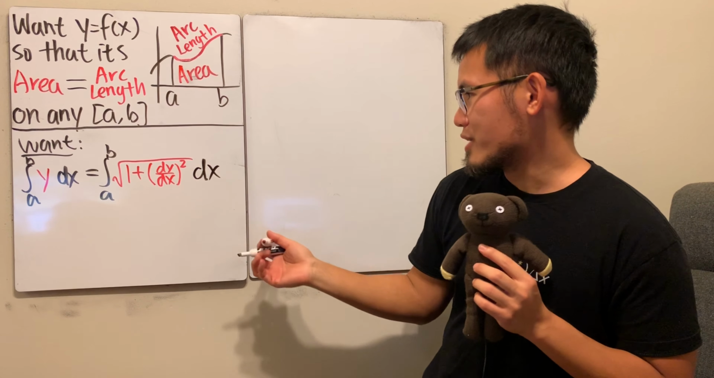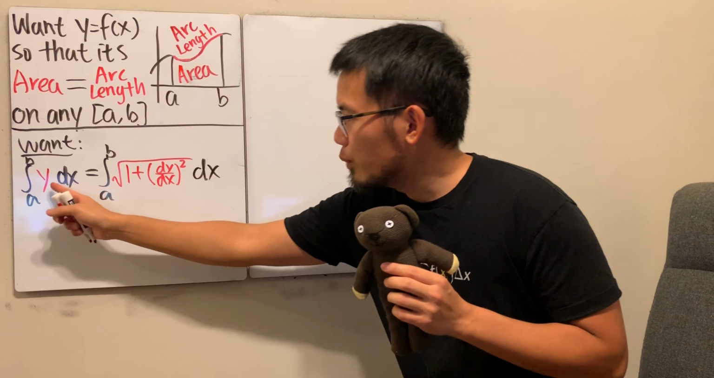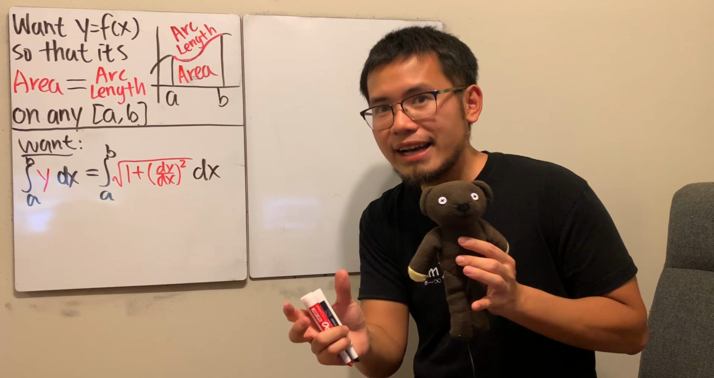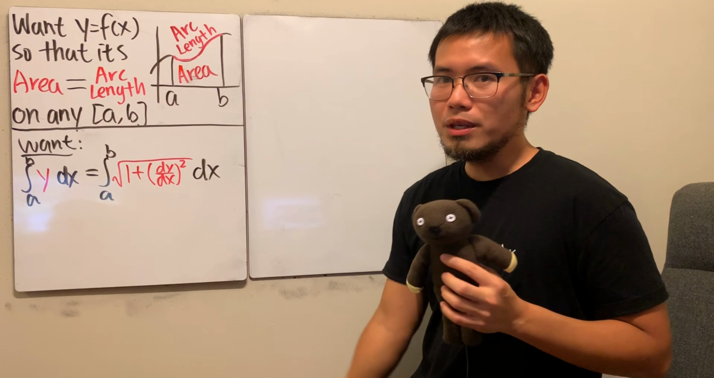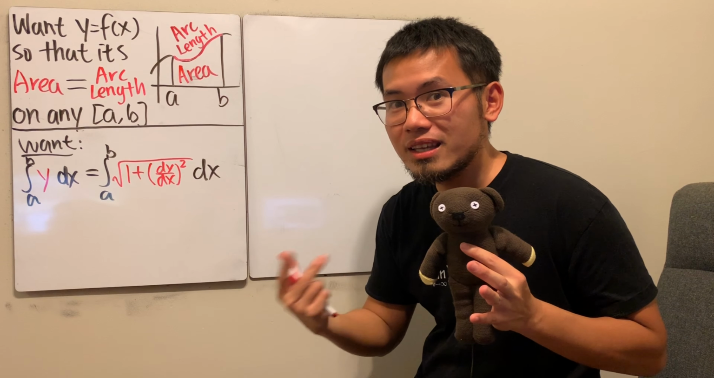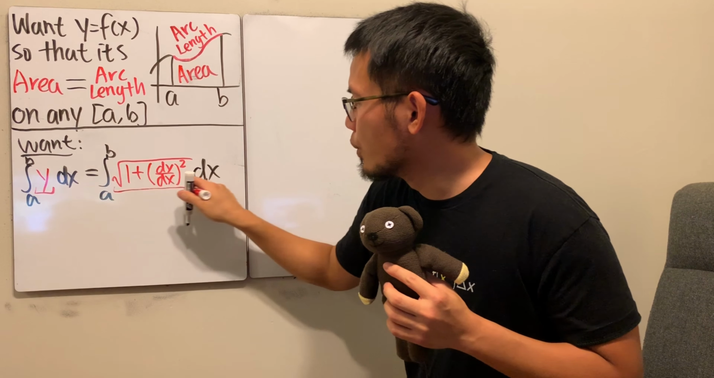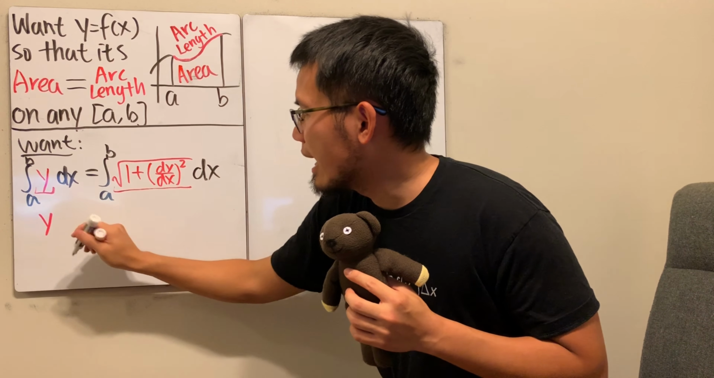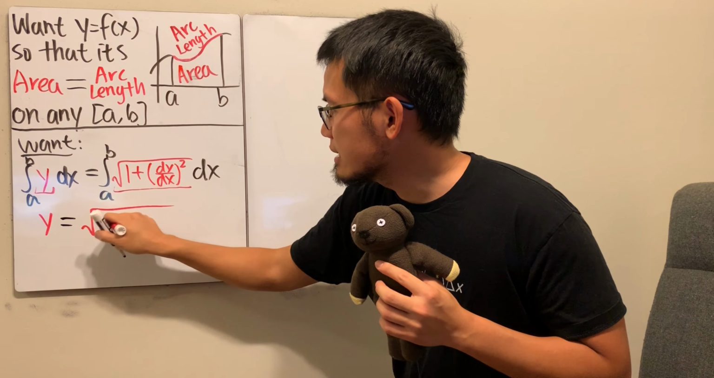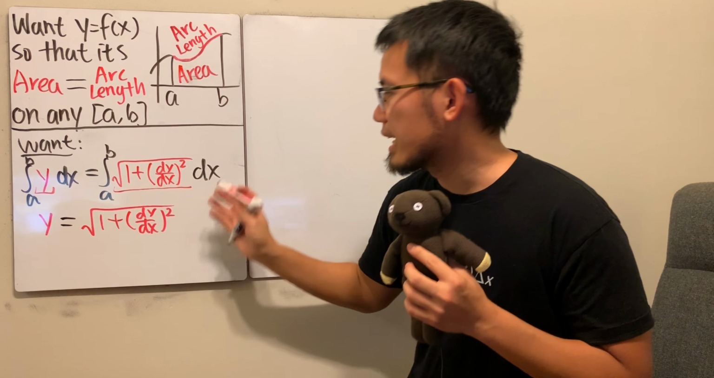So have a look right here. You see, both of them are integrating from a to b. Here we have y, here we have this. So if they are equal to each other inside, of course, when we integrate that, will be equal, right? And this is why I put on y right here, because this is how we get that differential equation. So again, we want to have this being equal to that. Let me just write down y has to be equal to the square root of 1 plus the first derivative square. So dy dx right here, and then square that.